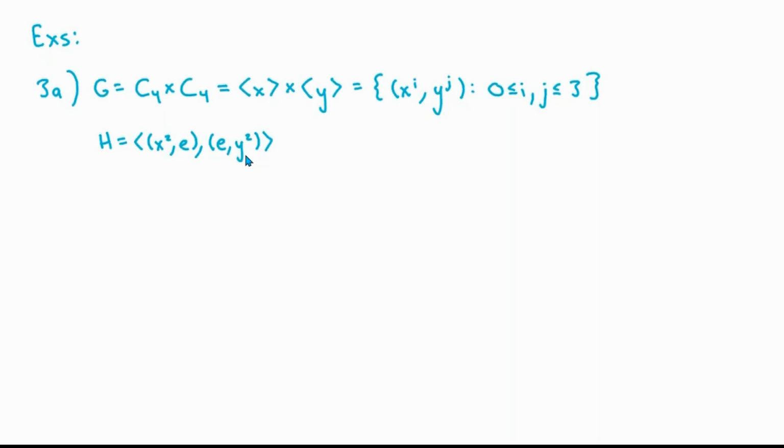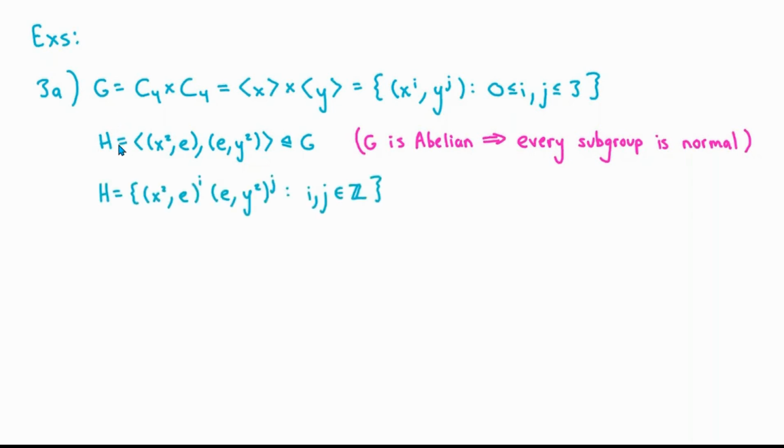Now, one thing which I hope that you remember is that when you're working in an abelian group, every subgroup is normal. So in an abelian group, it always makes sense to talk about the quotient group G modulo H. Let's try to understand in this example what the quotient group is. First of all, since H is an abelian group which is generated by a set with two elements, I can write it as the collection of all elements of the form (x squared, identity) to the i times (identity, y squared) to the j, where i and j run through all the integers. Since this is an abelian group and both of the generators have order 2, I only really need to consider the exponents i and j equal to 0 or 1.